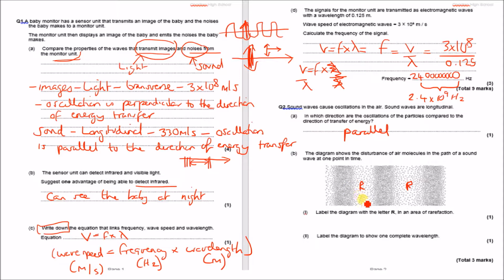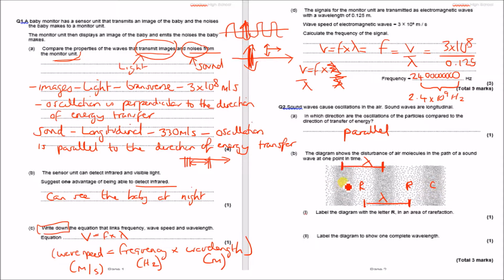Label the diagram with the rarefaction, and next show a complete wavelength. So we could pick from the very center of a compression to the next center of a compression, and that would be a wavelength, or we could pick from the center of the rarefaction to the center of the rarefaction, and they should be the same wavelength. So I'm going to label that wavelength like so. I'm just going to put on there C.